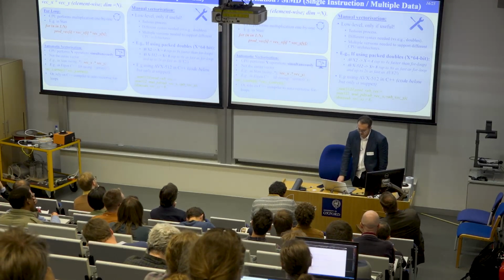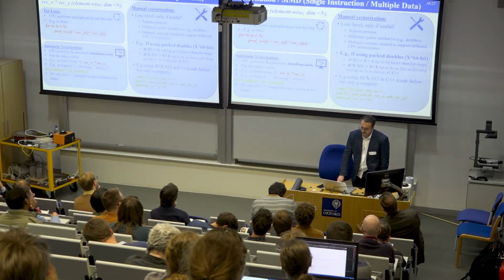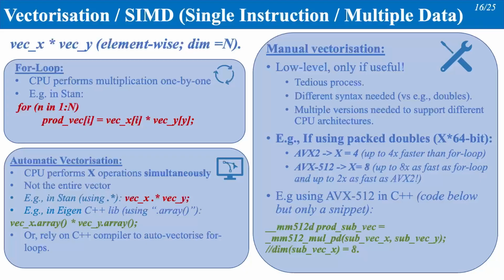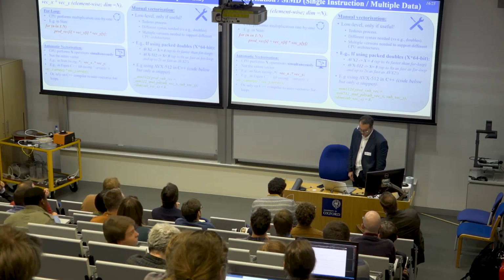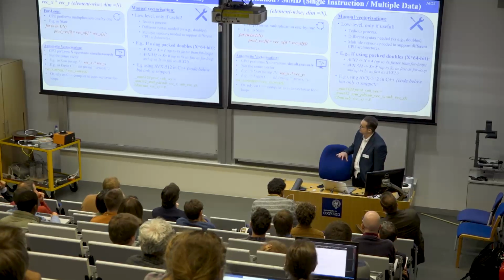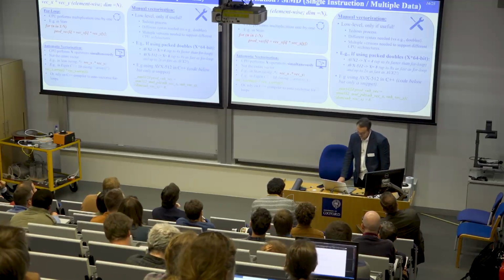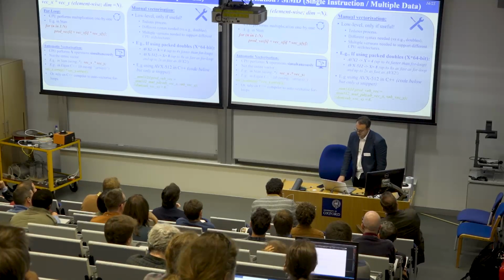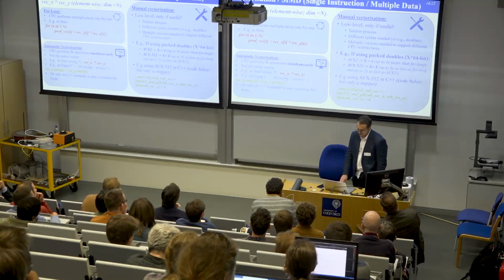I'm just going to go over vectorization, or single instruction multiple data programs. So in Stan, if you're multiplying two vectors, vec x and vec y, you can do this by putting a full stop before the asterisk, as far as I know. And it performs x operations simultaneously rather than one at a time, like a loop. It would depend on your CPU and things like that, how many it does. So in C++, if you're using Eigen, which is what Stan uses behind the scenes, you can do it by putting a dot array after the vectors. And then that will do it element-wise for you. Or you can do it manually, which you only want to do if you really have to, because it's really annoying.